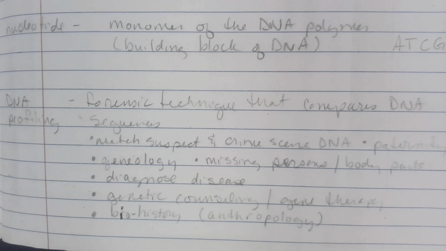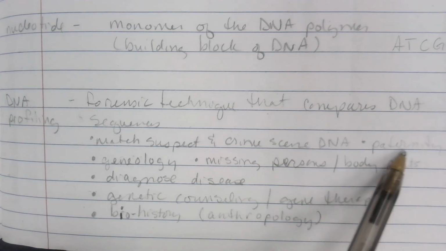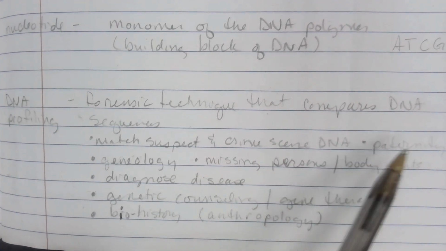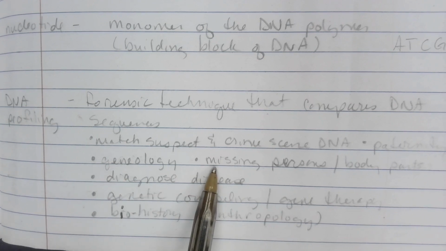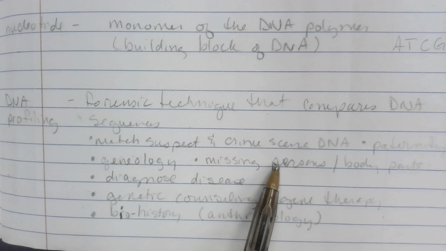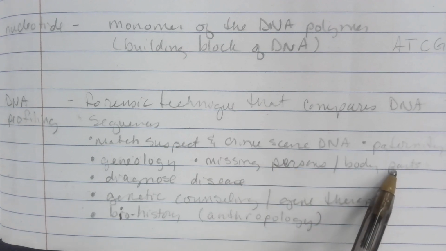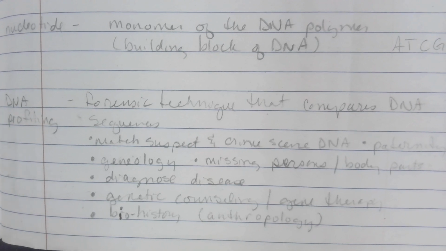So why would we want to DNA profile anybody? Some possible reasons: to match the suspect in crime scene DNA, for paternity reasons, for genealogy, for missing persons or body parts. If you find a missing person's skeletal remains, or part of them, then you can use that DNA to give a family closure, to find out what happened to their loved one.